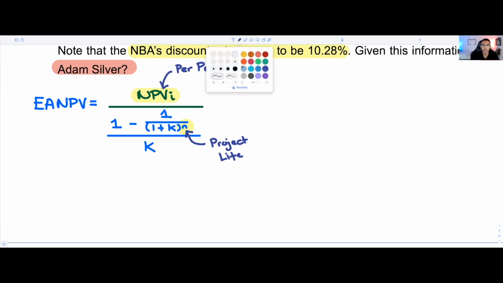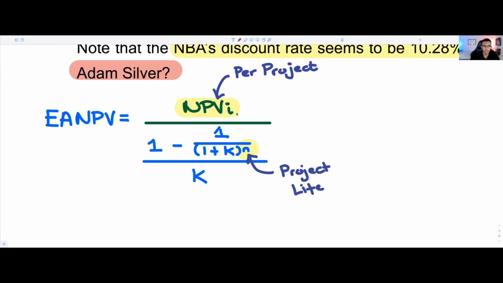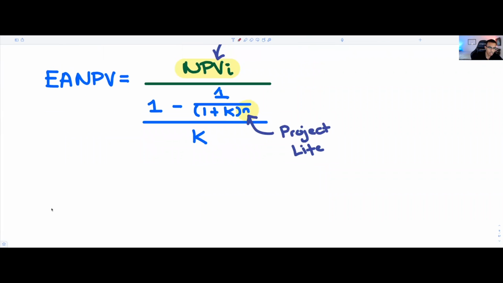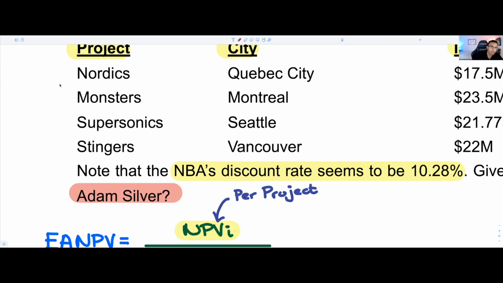Now, we could go ahead and write it for every single project one by one. So let's jump in and figure out the EANPV of project A. Just to be comprehensive, because I'm lazy, I'm going to call the Nordics of Quebec City project A, the Monsters of Montreal project B, the Supersonics of Seattle project C, and the Stingers of Vancouver project D, just to make it simple. Okay, so we're on the same page.